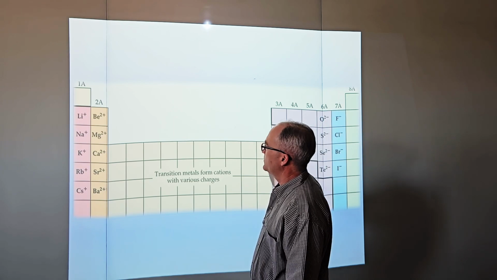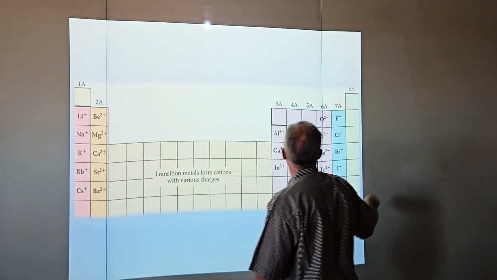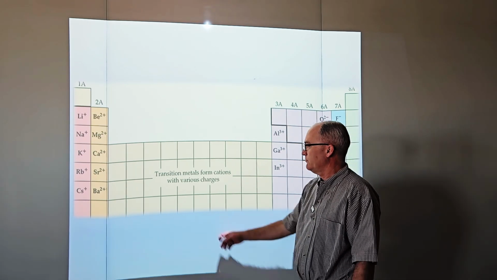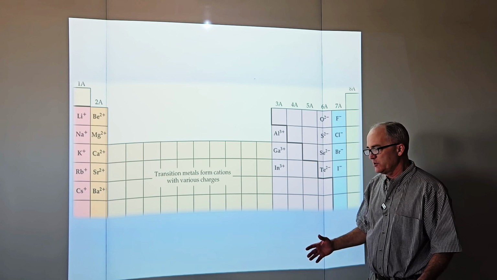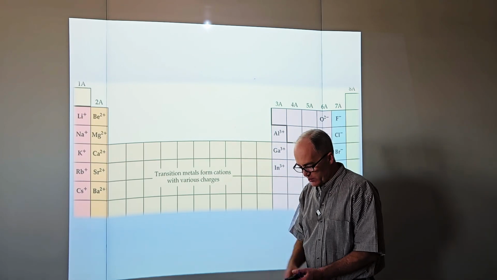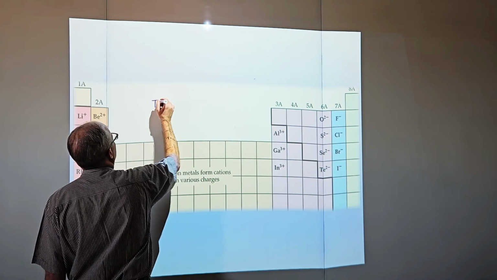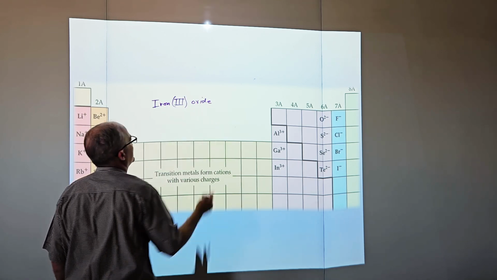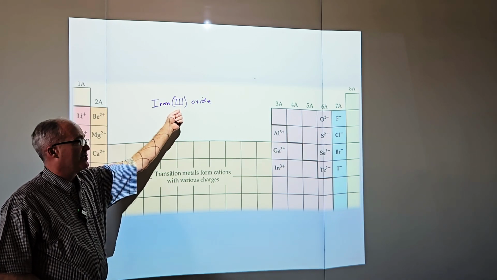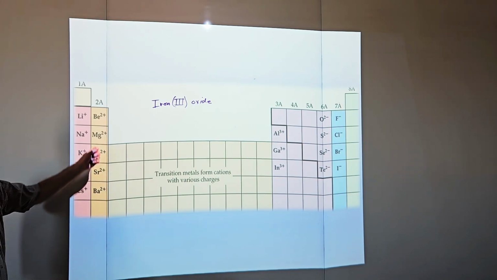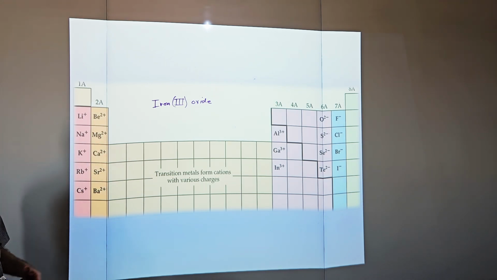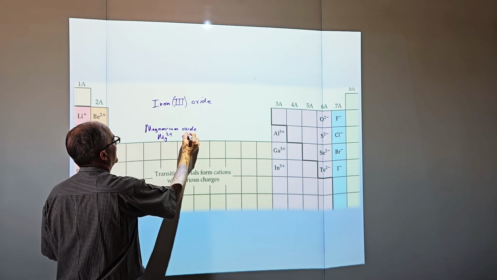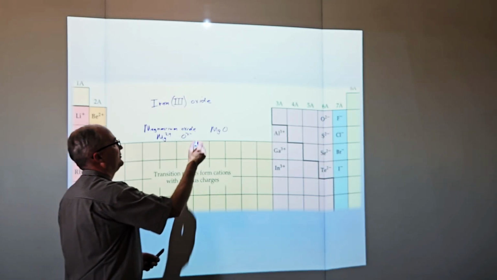So it's going to back up and lose 1, 2, and then 3 to become just like neon. And fortunately or unfortunately, transition metals form cations of various charges, so we don't make predictions. Now notice iron, I just wrote this name, iron 3 oxide. We had to tell the reader the charge on iron. We never say magnesium 2 oxide. If I say magnesium oxide, it's up to the reader to say, oh, magnesium oxide, that has that chemical formula.